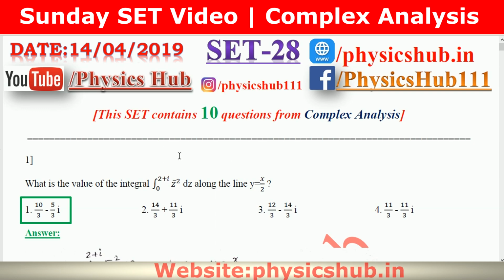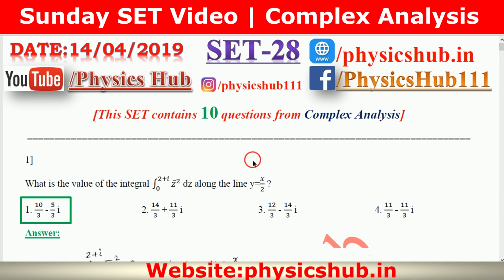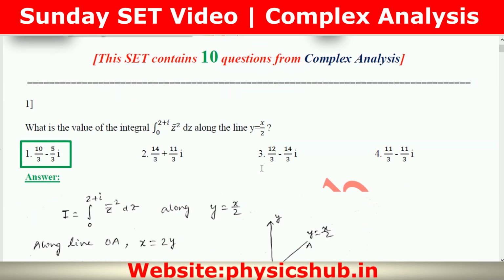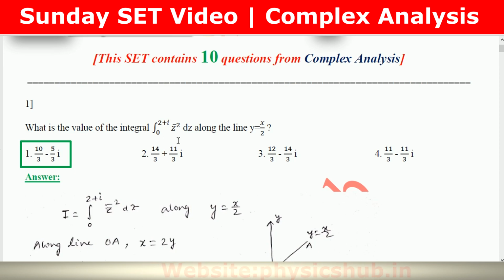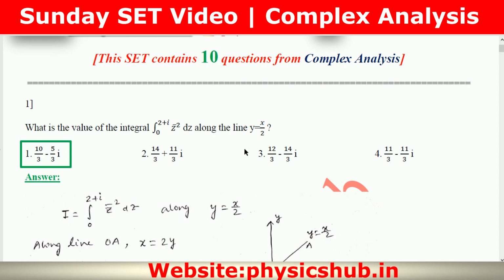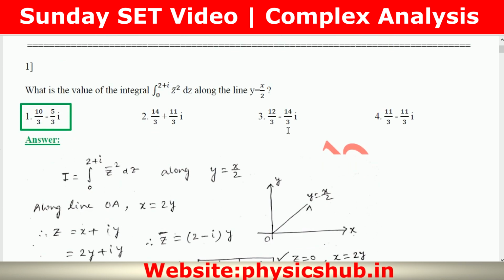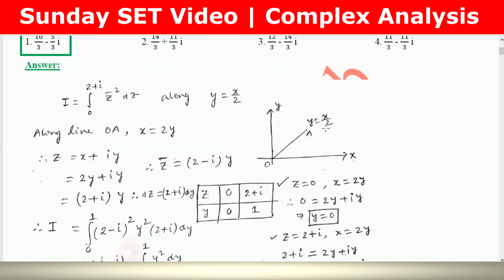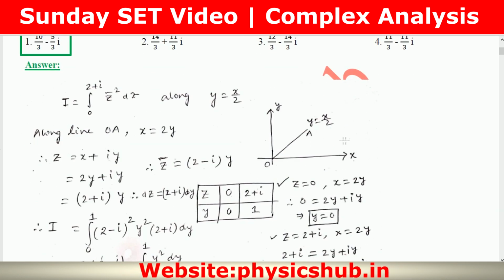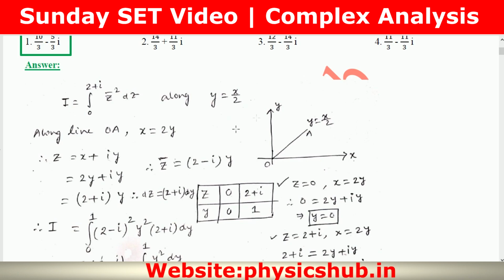So this set contains 10 questions from complex analysis. The first question reads like this: what is the value of the integral from 0 to 2 plus i of mod z bar square dz along the line y equals x by 2? And you are given 4 options. So this is the straight line y equals x by 2, and I equals this integral, and we have to find it along this y equals x by 2.